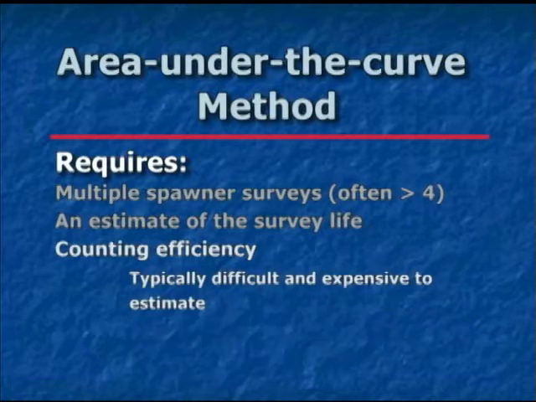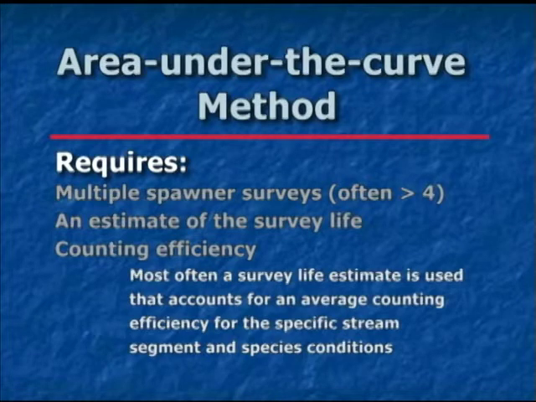We also require some knowledge of what the counting efficiency is. And unfortunately, it's typically fairly difficult and expensive to estimate. So most often what we do is use an estimate of survey life that has been adjusted for an average counting efficiency for specific stream segments and species conditions.